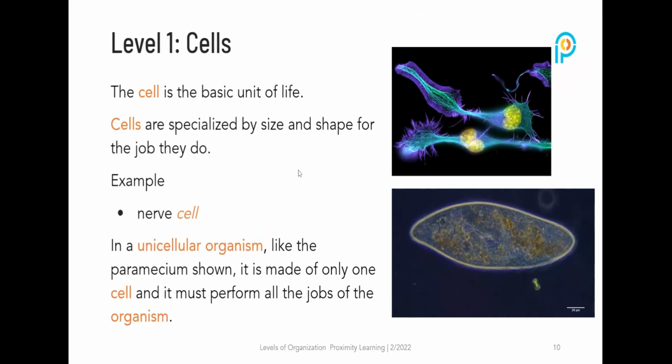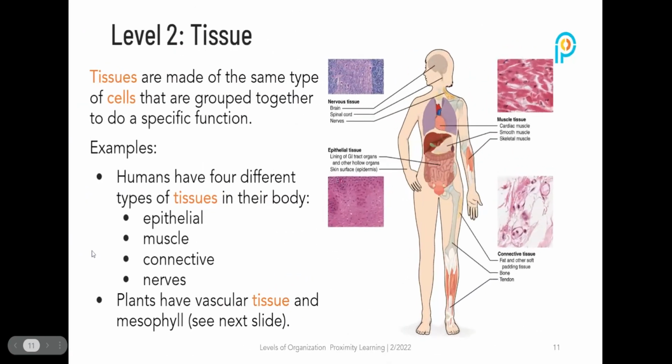So level 1, we start out with the cell, the basic unit of life. They are specialized by size and shape for the job that they do. Example, like a nerve cell. In a unicellular organism, like the paramecium that you see in the image, it's made of only one cell, and it must perform all the jobs of that organism. Okay, so level 1, cells.